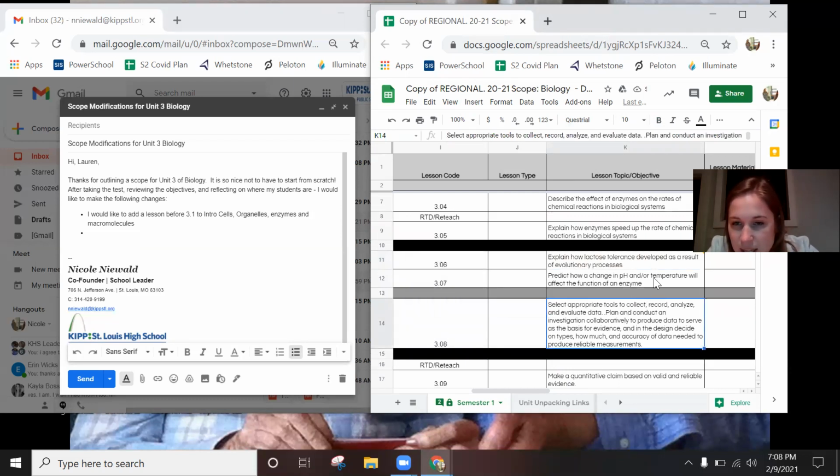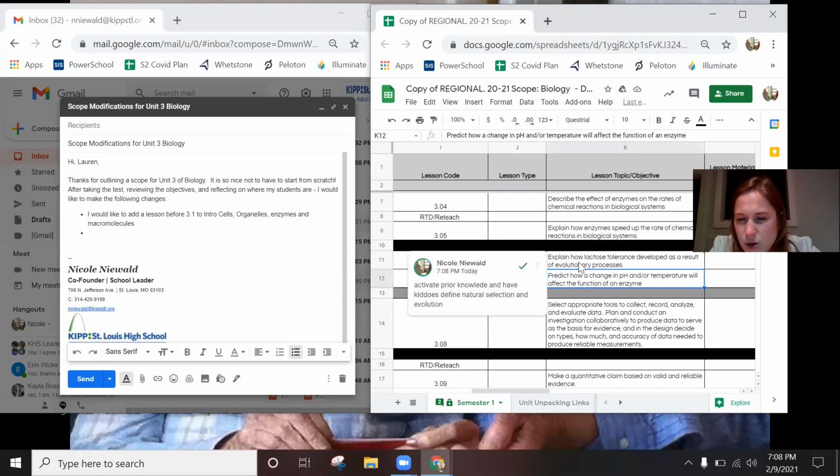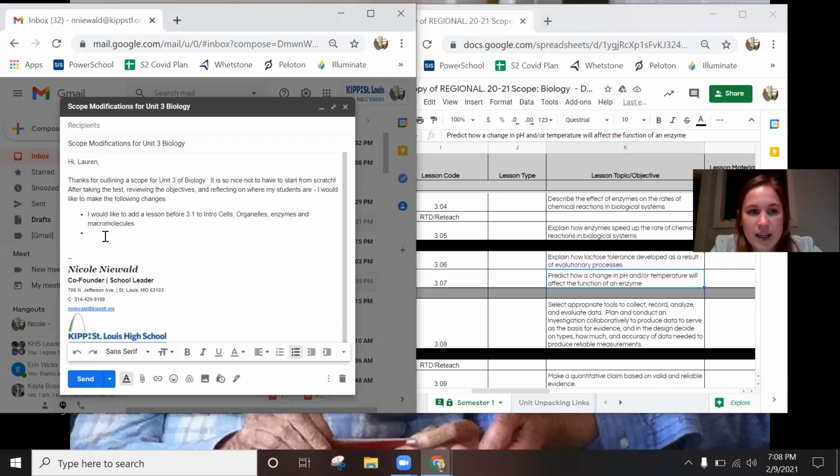Great. Predict change in how pH and temperature will affect the function of an enzyme. Okay, that seems like the end of the enzyme lessons. And so I'm going to say that this exit ticket on 3.7 is really important. And so is this one on 3.6, because that's going to show us, do they get why some people are lactose intolerant? Okay, so I'm going to say move the reteach from between 4 and 5 to after lesson 7.